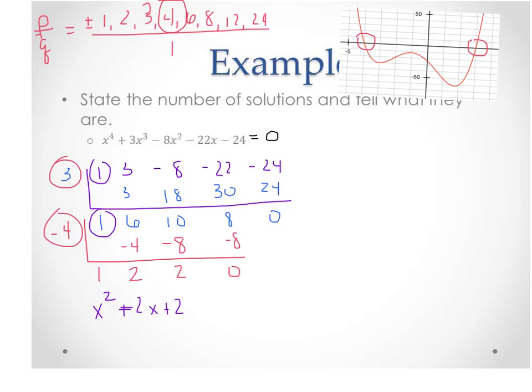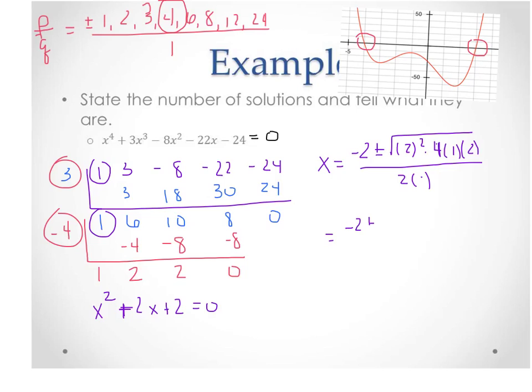Okay, that does not factor, because you can't do 2 and 1 and get 2 in the middle. So let's do quadratic formula. So x equals -b plus or minus the square root of b squared minus 4, that's a 4, times a times c, all over 2 times a.